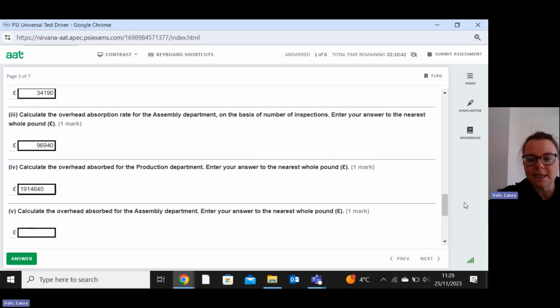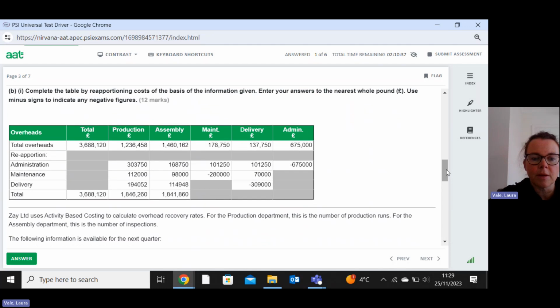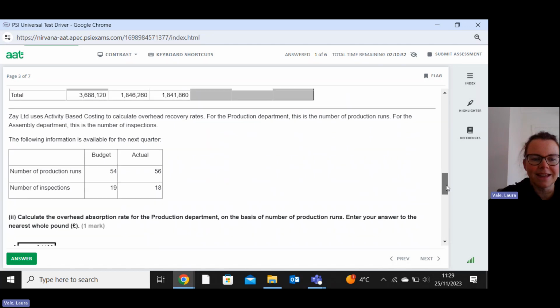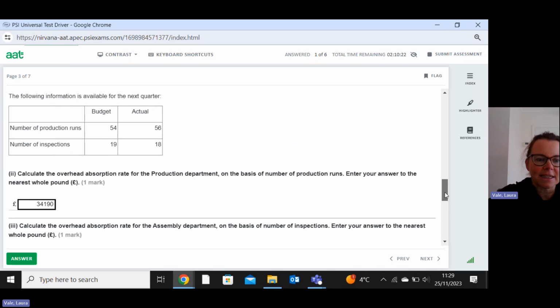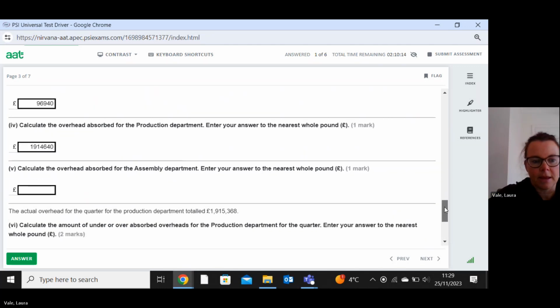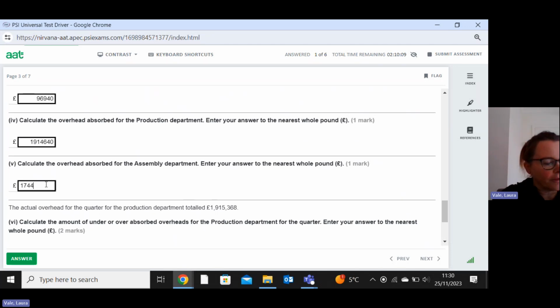The overhead absorbed for assembly, do the same principle. So we take the 184,1860. No, we don't. Sorry. We take the 96,940 that we just calculated as the overhead absorption rate, and we multiply that by the actual number of inspections, which is 18. So that gives us 1,744,920.